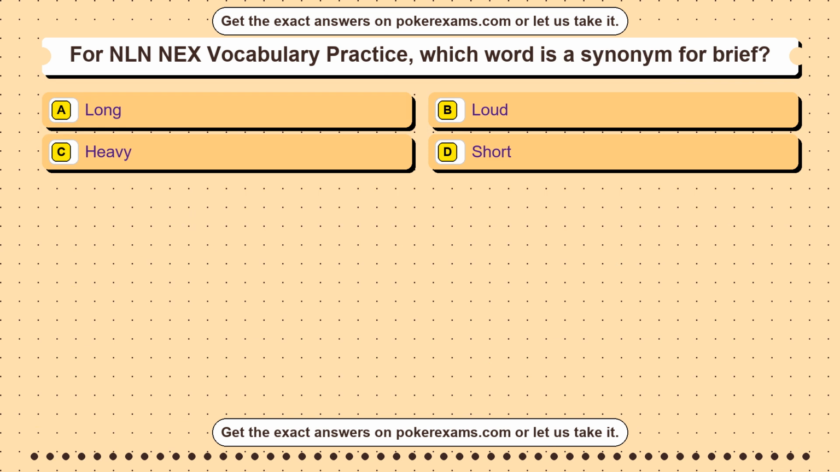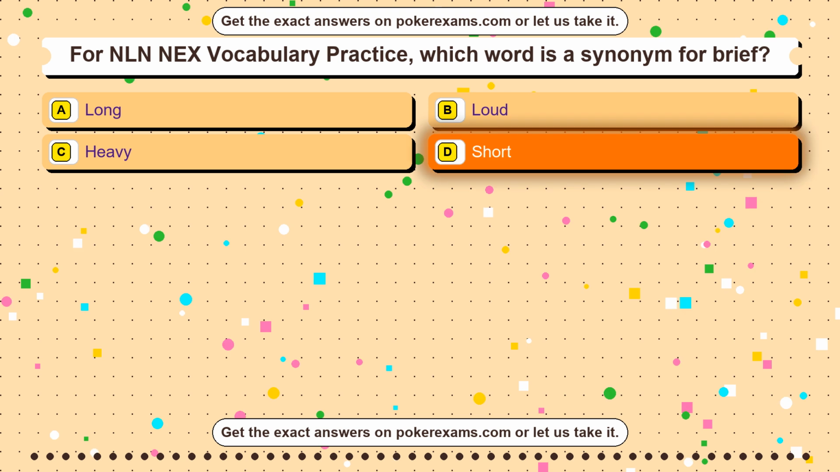Question 2. For GED test prep, which government system lets citizens vote for representatives? Option A, absolute monarchy. Option B, dictatorship. Option C, oligarchy. Option D, representative democracy. The correct answer is option D.